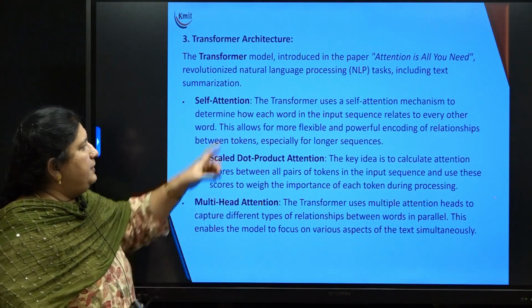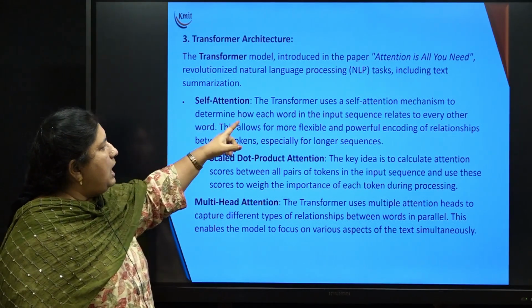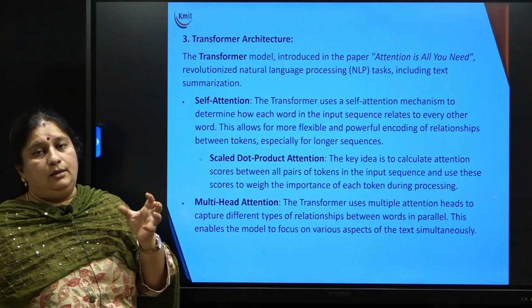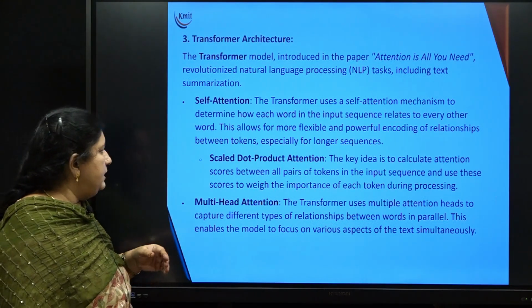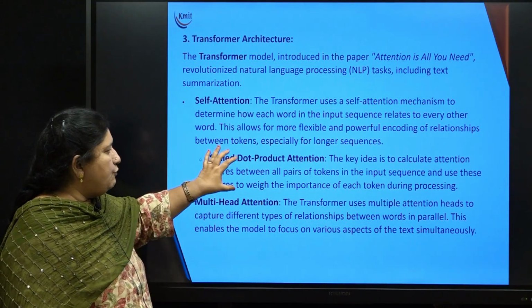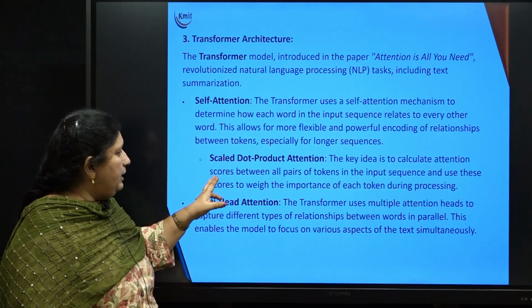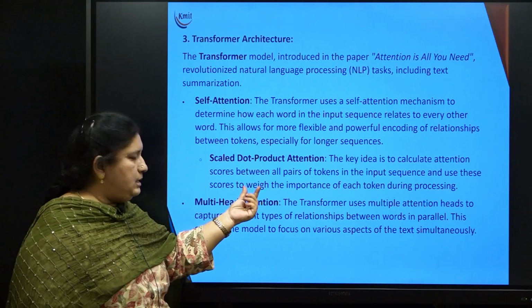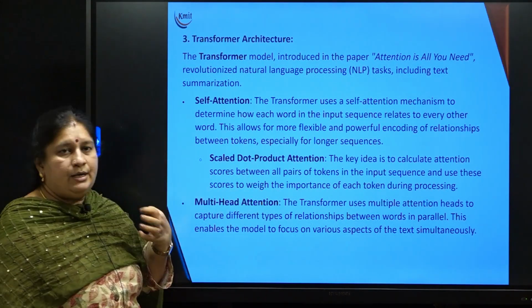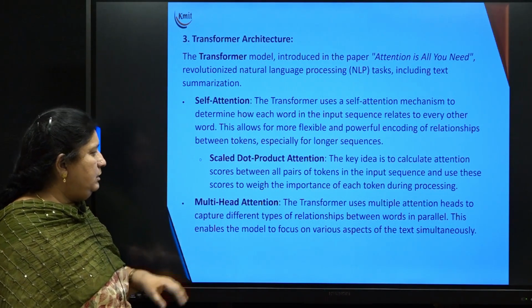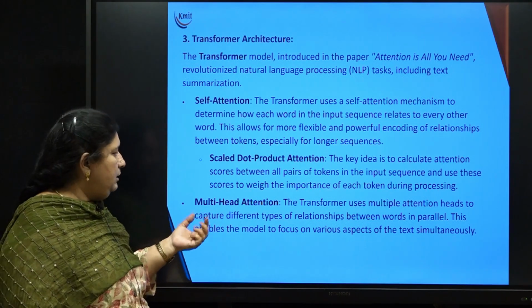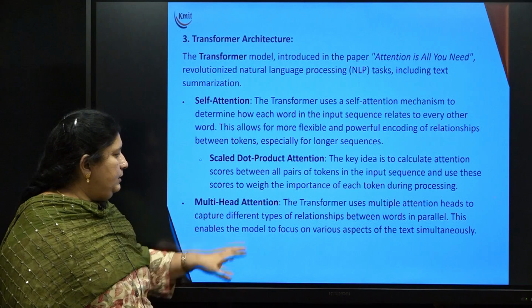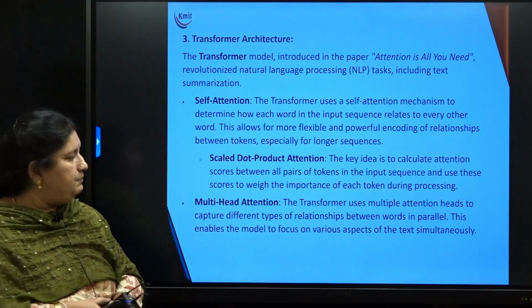Under self-attention, the transformer uses a self-attention mechanism to determine how each word in the input sequence relates to every other word. This helps us to identify the relationships between various tokens of longer sequences. In order to do this, we go for scaled dot product attention, wherein we calculate the attention scores between various pairs of tokens in the input sequence and use these scores to weigh the importance of the tokens. With multi-head attention, the transformer uses multiple attention heads to capture different types of relationships between various tokens, and this happens in parallel. This enables the model to focus on various parts of the input text simultaneously.